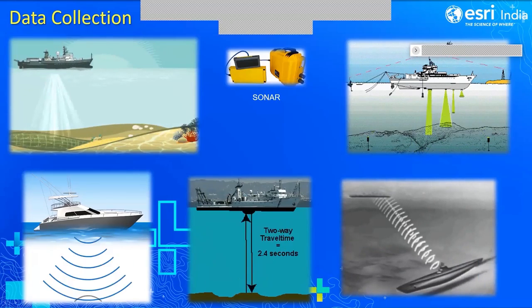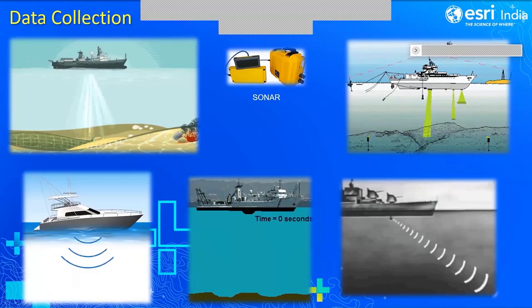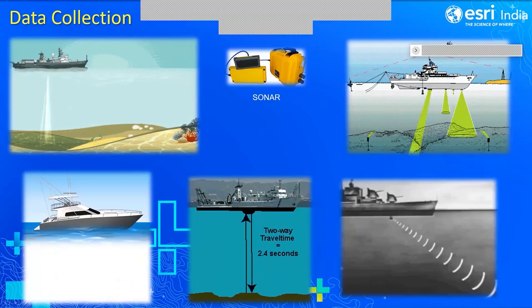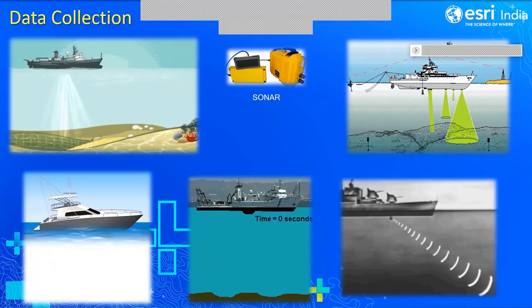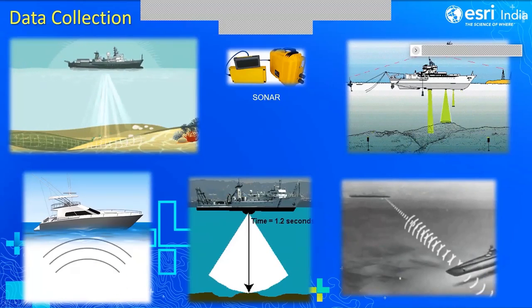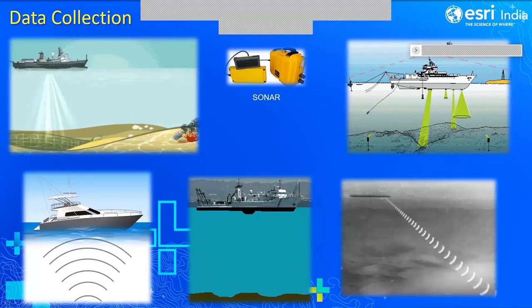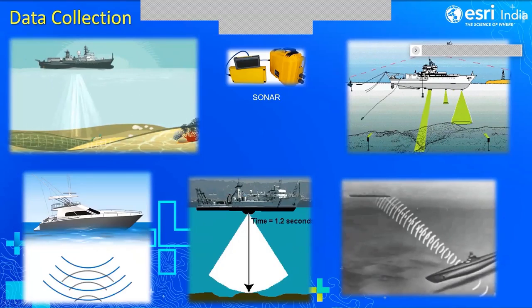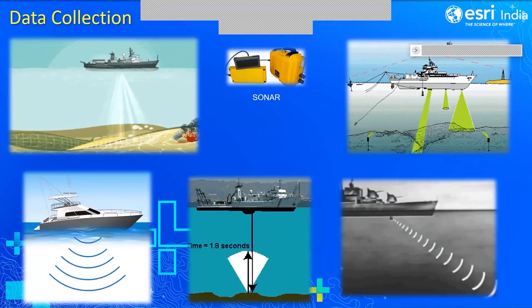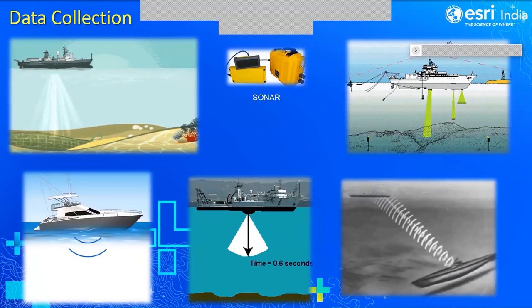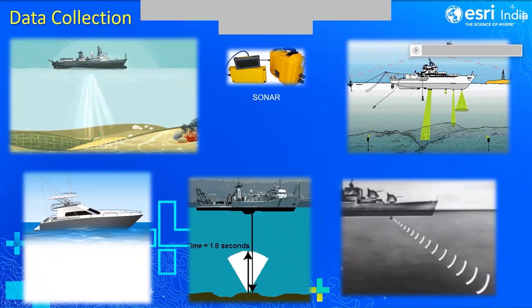The sonar device is mounted on top of the ship, and it transmits and receives sound waves. As the ship navigates, it collects the sound waves that are reflected by the sea surface. In this way, we are able to calculate the depth of the sea waters.